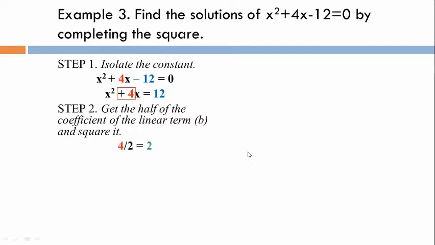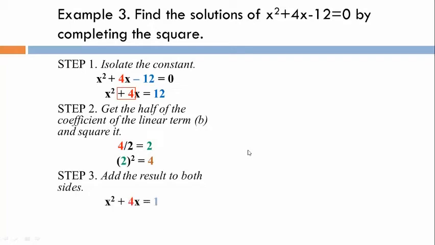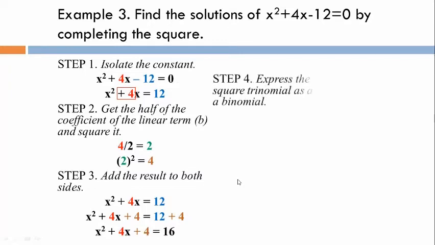With this, 4 divided by 2 is 2. Then when we square it, that is 4. Then step 3, we're going to add the results to both sides of the equation. We have x squared plus 4x plus 4 and 12 plus 4. Thus, we have x squared plus 4x plus 4 is equal to 16. From here, we're going to express the perfect square trinomial as a square of a binomial. In this case, the perfect square trinomial is x squared plus 4x plus 4. There is an easy way to turn the perfect square trinomial to a square of a binomial. Just remember the result in step 2.